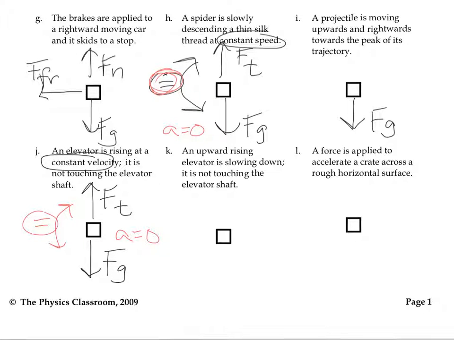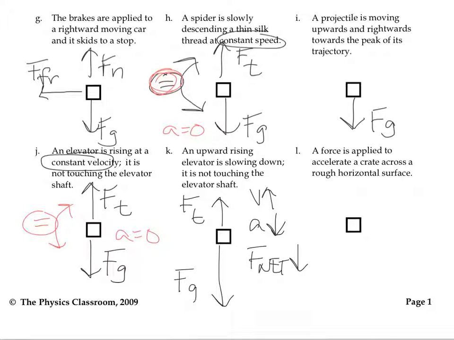For this next one, interesting enough, you have an upward rising elevator, but it's slowing down. So if you have an upward rising elevator, that means your velocity is up. But if you're slowing down, you're decelerating. So acceleration must be down. So that must mean that your overall net force must be in the downward direction, which means of these two forces, the upward force of tension, gravity must be a bigger force in this case because you have to have the acceleration and net force be in the downward direction. There's no left and right forces because it's not touching the side of the shaft, so therefore there's no friction there.